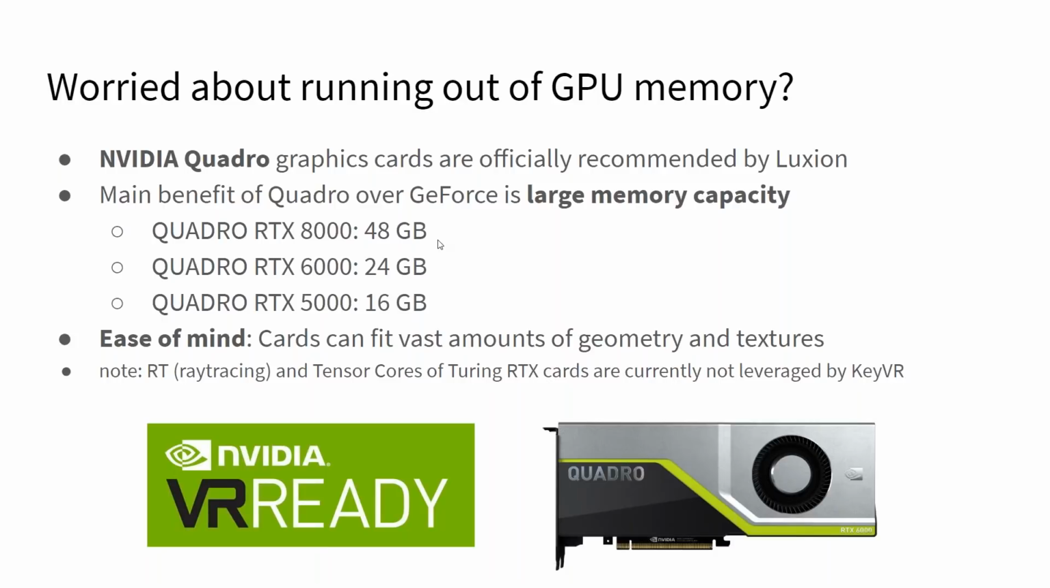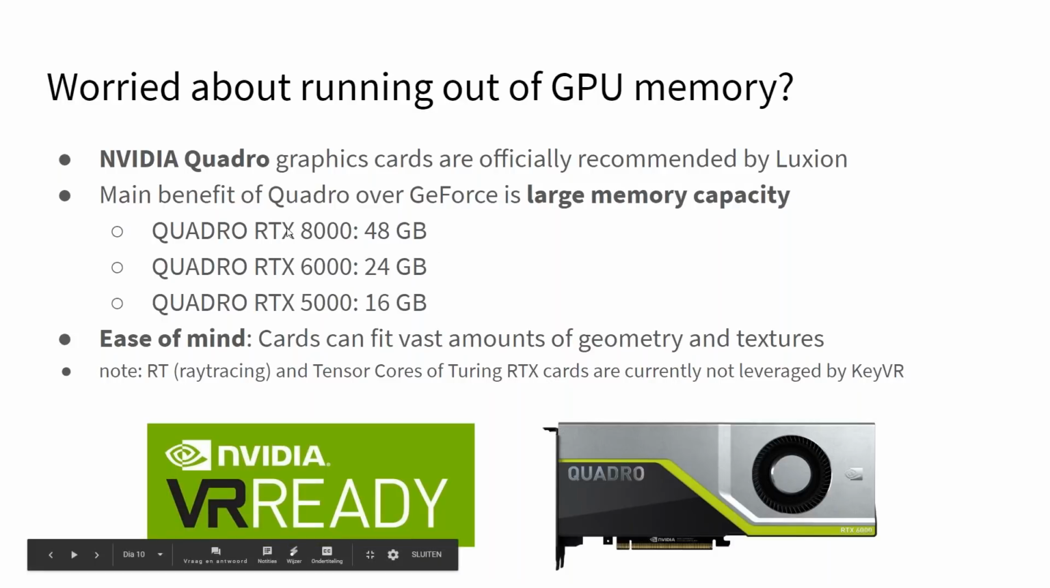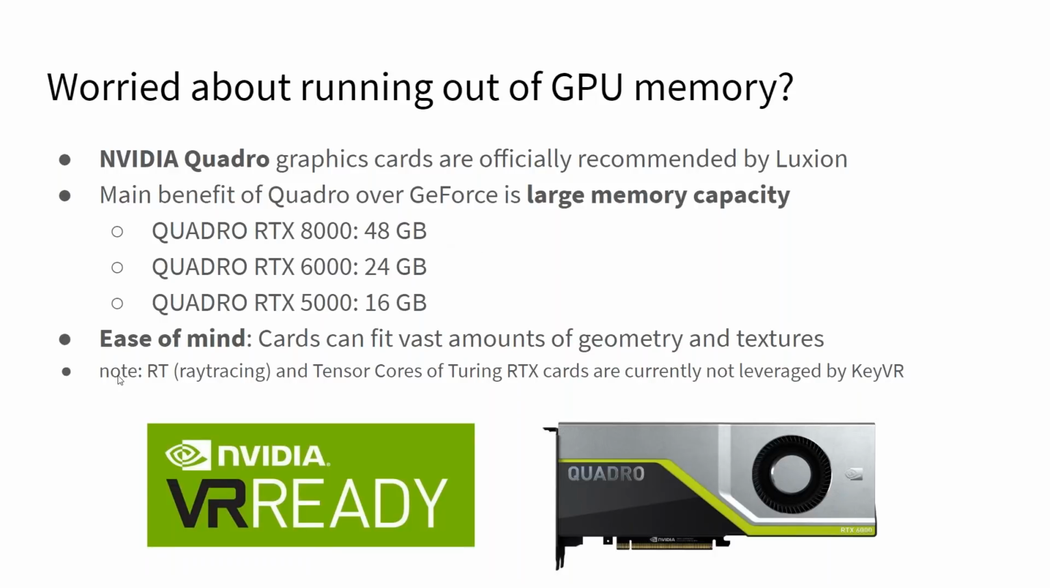One note though on those new RTX cards from NVIDIA, which have been generating quite a buzz on the internet. They have what are called RT ray tracing cores and tensor cores. Those can be found on all the Turing RTX cards, and they are currently not leveraged in KeyVR, because KeyVR is doing a lot of rasterization rendering, but it's not doing any ray tracing. So that's something you should at least take note of.